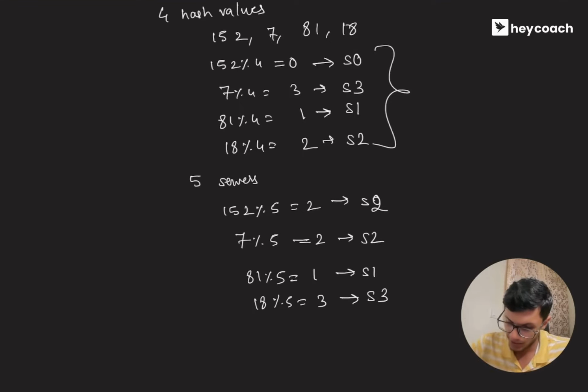So we have seen that for the first user, the data needs to move from S0 to S2. For the second user, it needs to move from S3 to S2. For the third user, it remains the same. For the fourth user, it needs to move from S2 to S3.